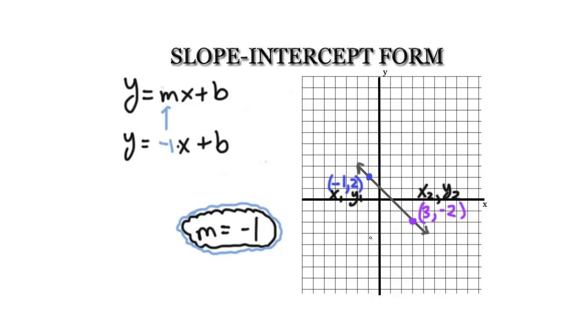Alright? So the b, if you look at the line, it's at 1, that's where the line crosses the y-axis. But you can also get it by using this slope-intercept formula. And I'll show you how to do that.